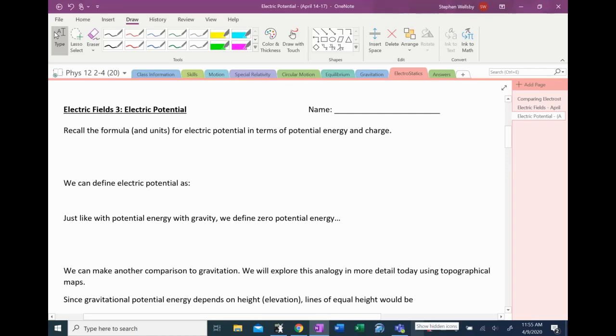All right, welcome back, Physics 12, to your lesson for the week of April 14th to April 17th. Today we're going to be learning about electric potential, and we're going to see how it relates to potential energy, and we're also going to see how it relates to fields. So the first thing to do is recall what the unit is for potential.